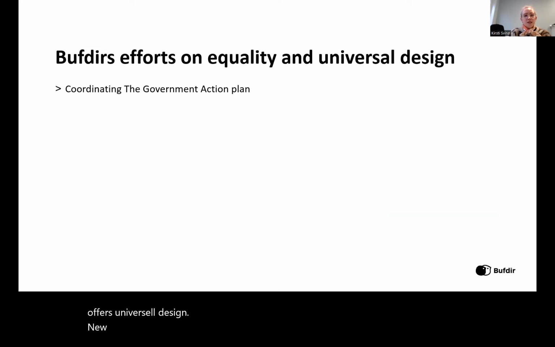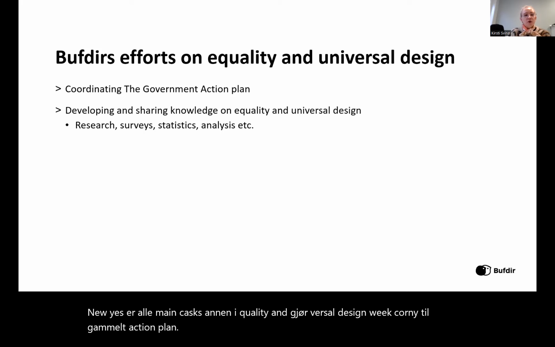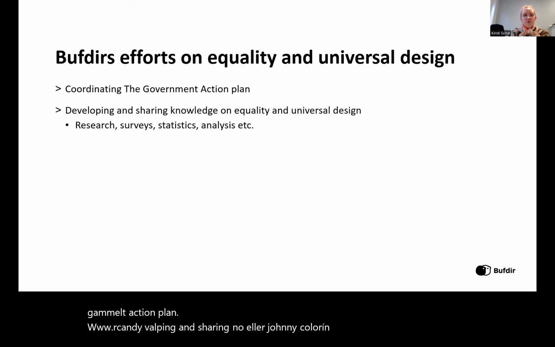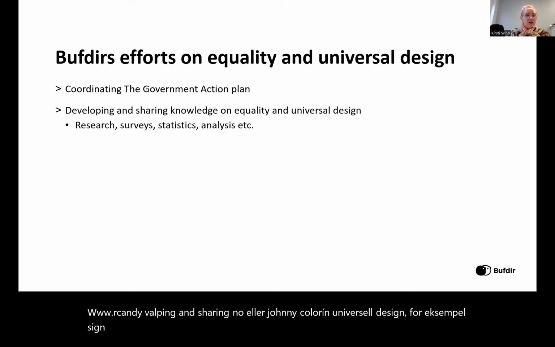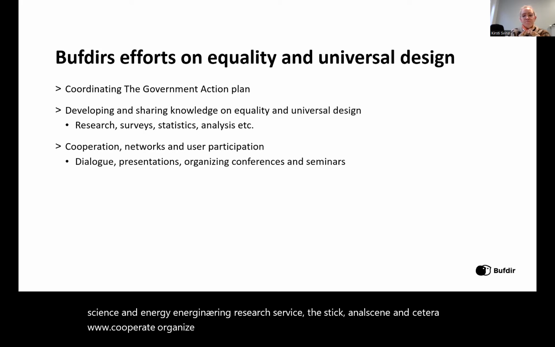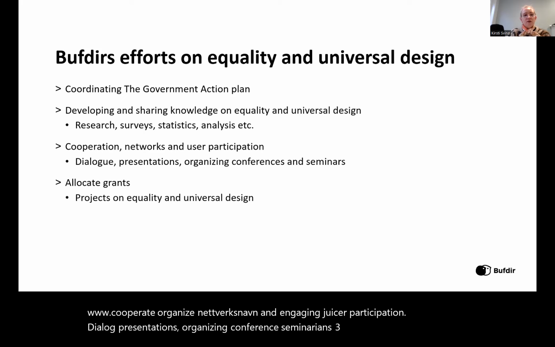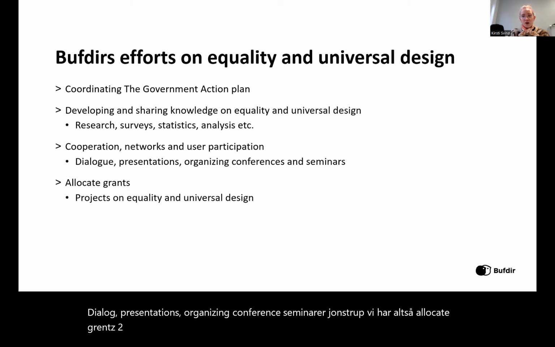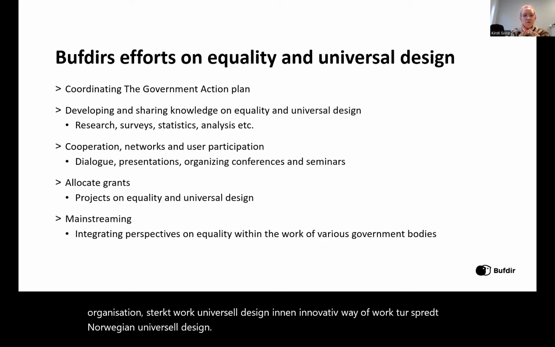Now, these are our main tasks on equality and universal design. We coordinate the government action plan. We work on developing and sharing knowledge on equality and universal design, for example, financing and initiating research, surveys, statistics, analysis, etc. We cooperate, organize networks, and engage user participation, dialogue, presentations, organizing conferences, seminars, etc. We also allocate grants to organizations that work on universal design in an innovative way, or who work to spread knowledge on universal design.